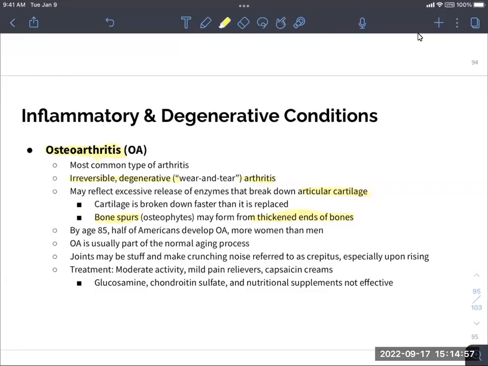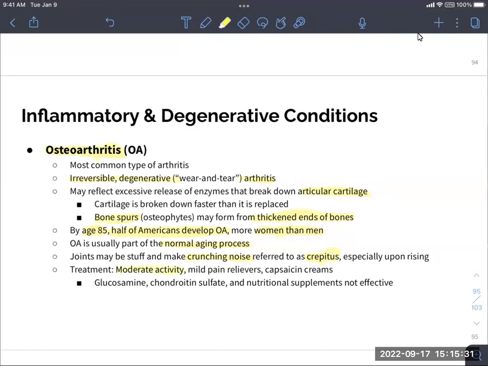So by the age of 85, half of Americans have already developed osteoarthritis. That's crazy. And it's more women than men. That's even more crazy. The sad thing is it's usually part of the normal aging process. So joints can crunch, make noises. That's kind of referred to as crepitus when you hear noises in any of the joints.